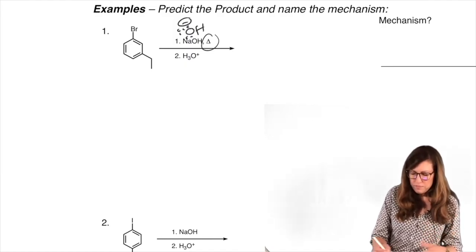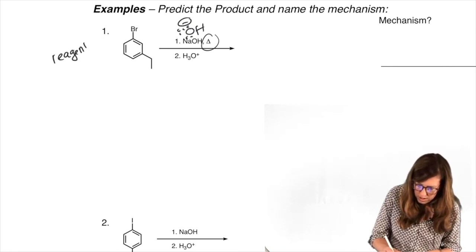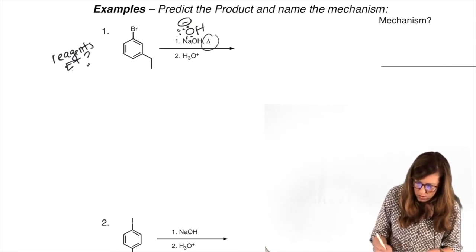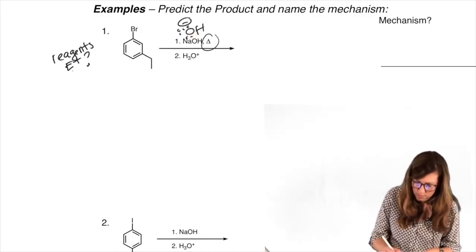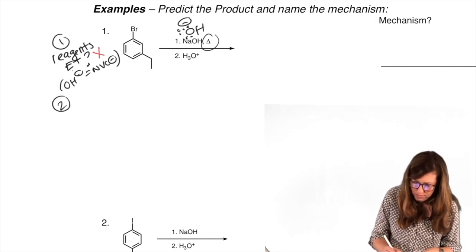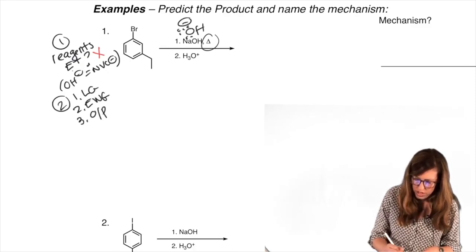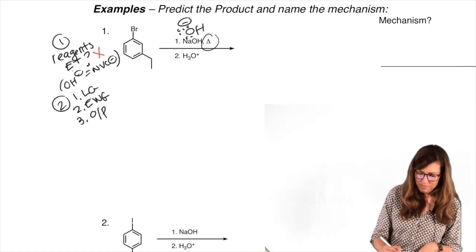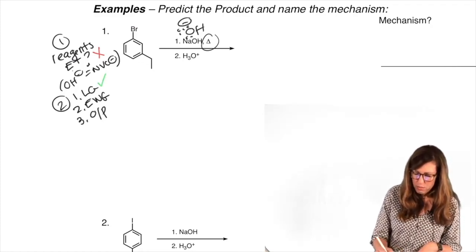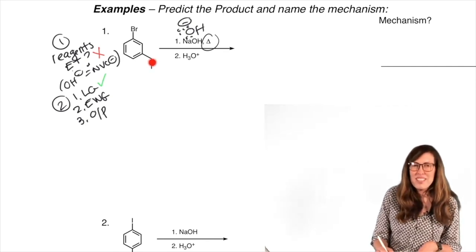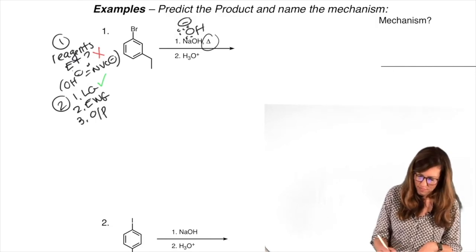So step one, are the reagents an electrophile? Reagents electrophile? Nope, nucleophile. Step two, do we have the SnAr rule of three? Do we have a leaving group? Do we have an electron withdrawing group? And if so, are they ortho, para to each other? Leaving group, check. Electron withdrawing group? Nope. That's an electron donating group. So ethyl is electron donating.